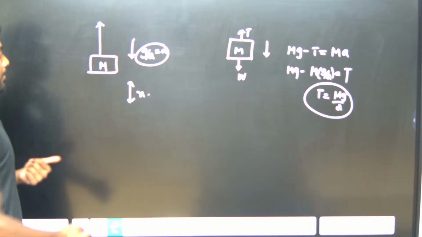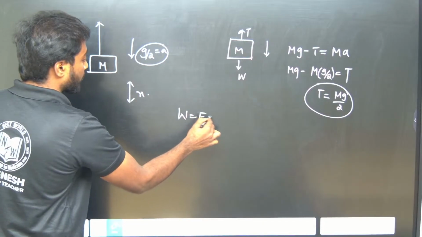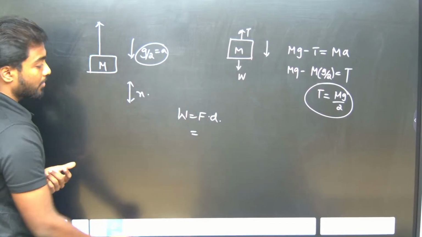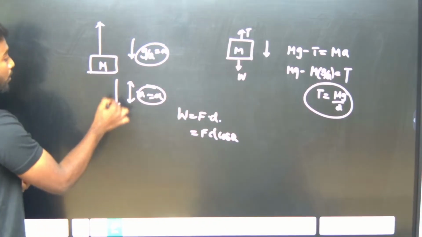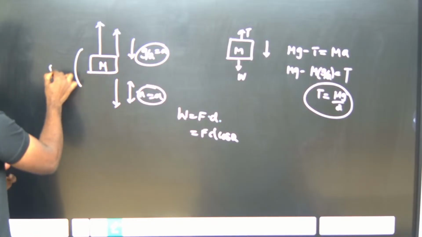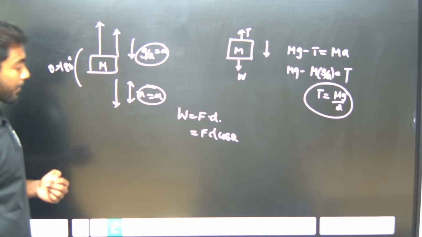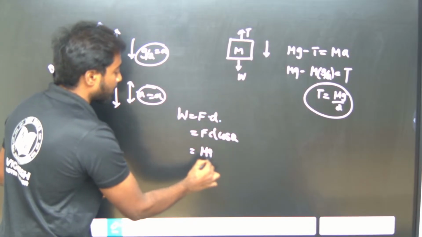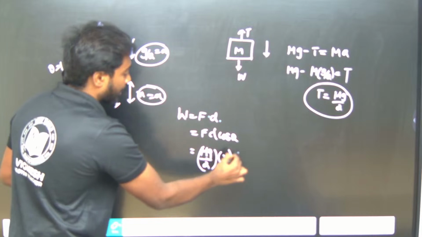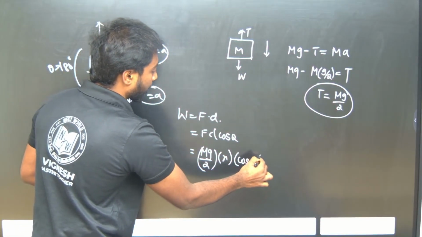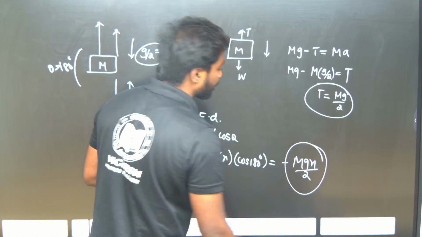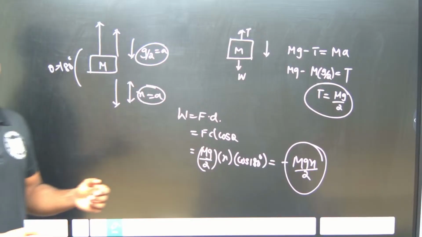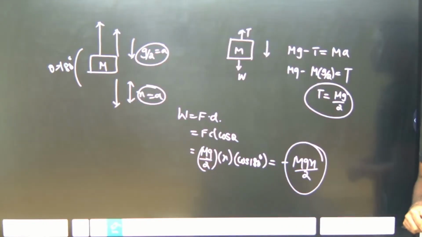Now work done is equal to force into displacement, so F dot d, that is F d cos theta. The displacement d is downwards, and tension is acting upward, so the angle between them is theta equal to 180 degrees. Tension is mg by 2, displacement is x, and cos 180 degrees is minus 1, so the work done is minus mgx by 2. This is the answer for the given question. Got it?